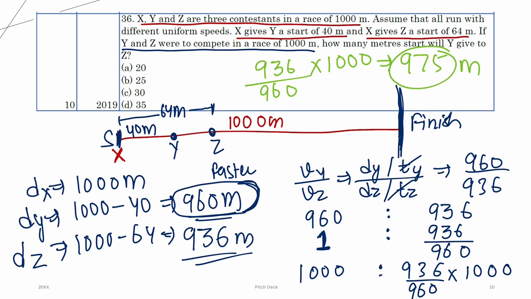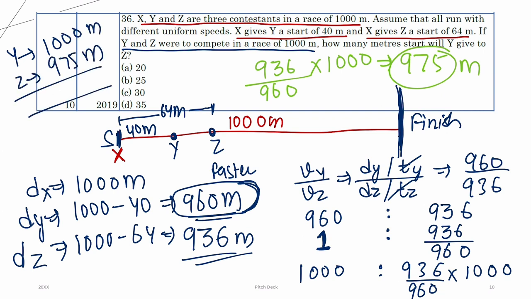So when y is covering 1000 meters, the slower person z is covering only 975 meters. So how much head start should y give to z? 25 meters head start. I understand this question is a little tricky. Rewatch the video, you will understand the concept better.